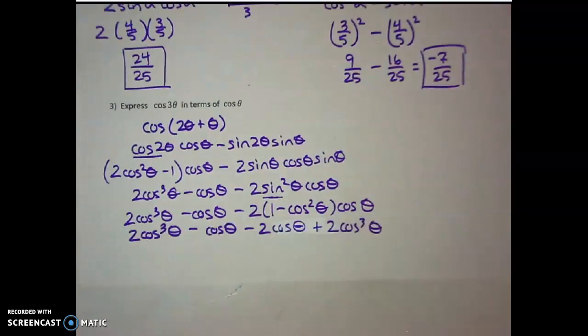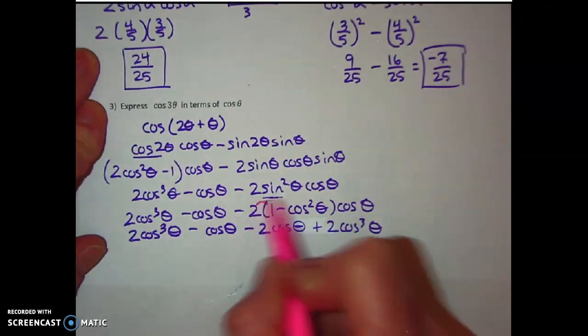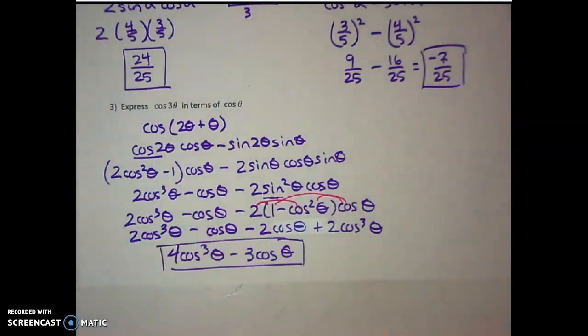I just want to point out, when you are simplifying over here, you're distributing the 2 in, you're also distributing that cosine of theta in. Hopefully you got 4 cosine cubed of theta minus 3 cosine of theta.